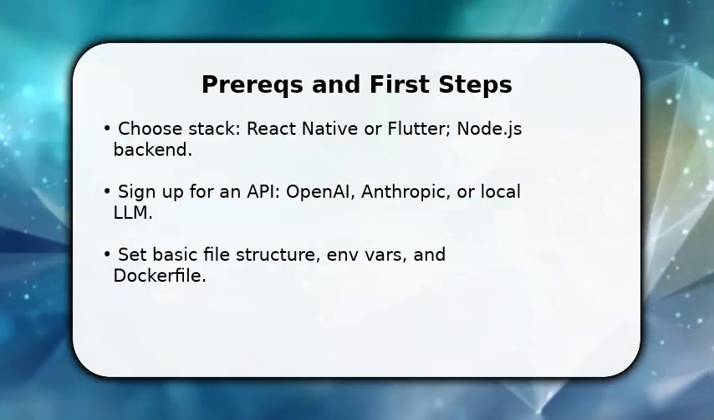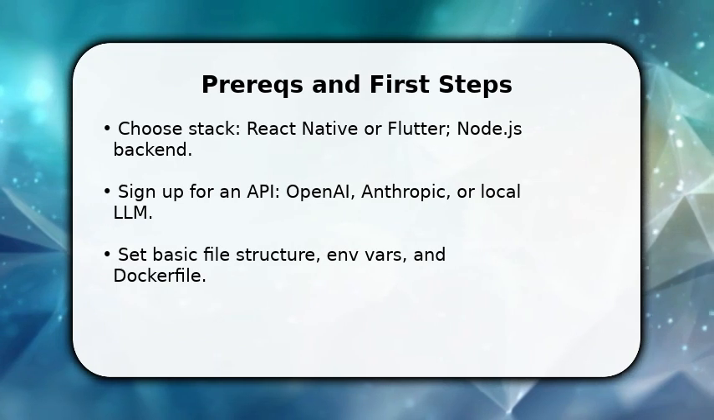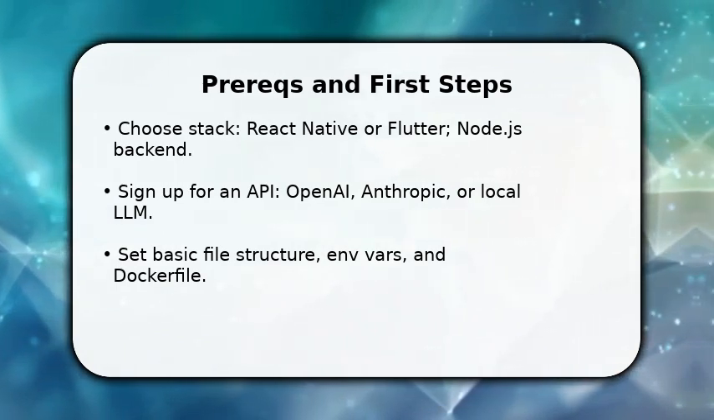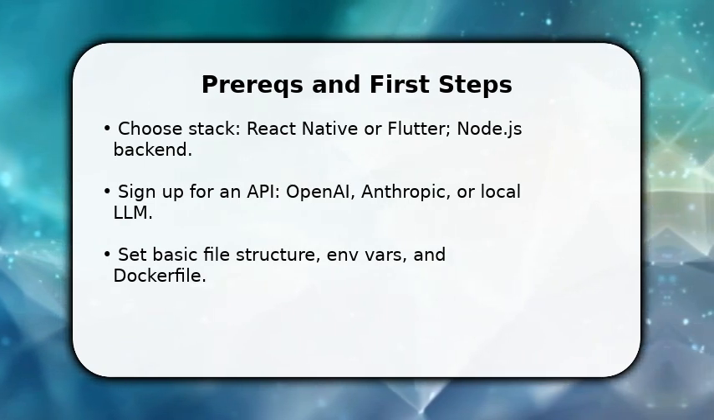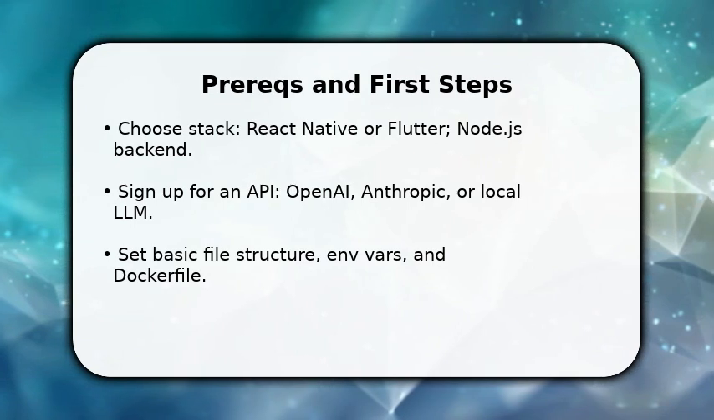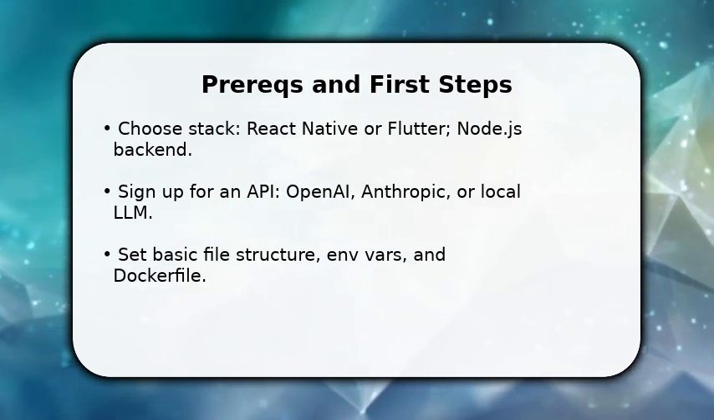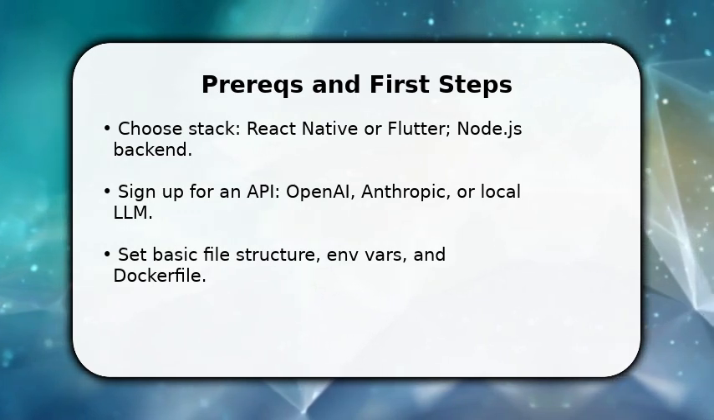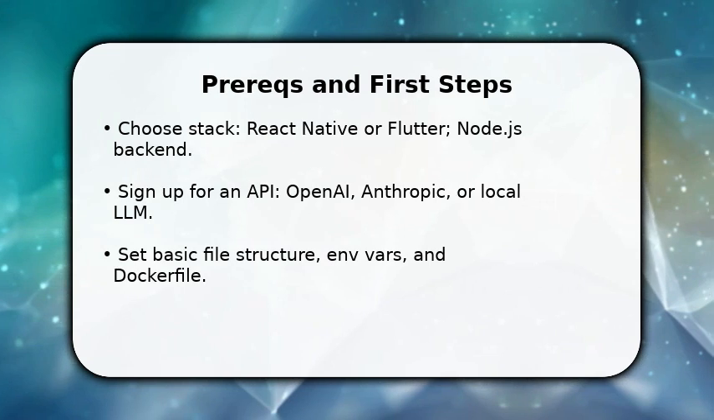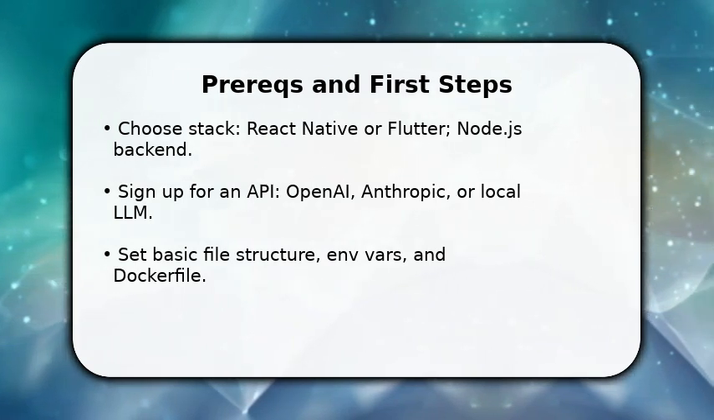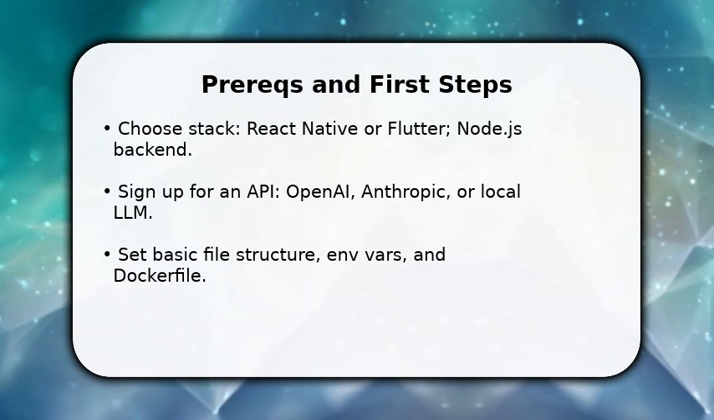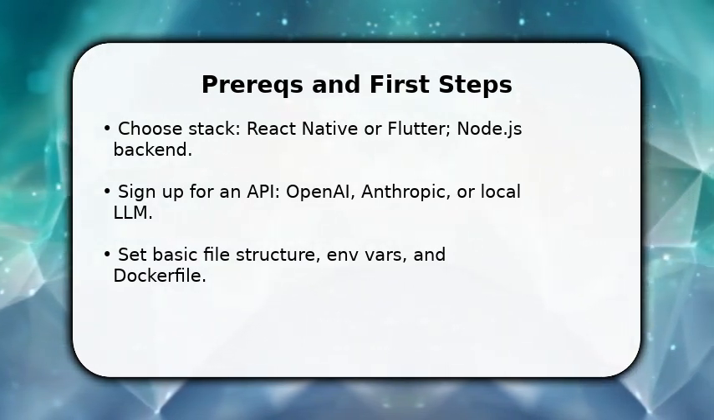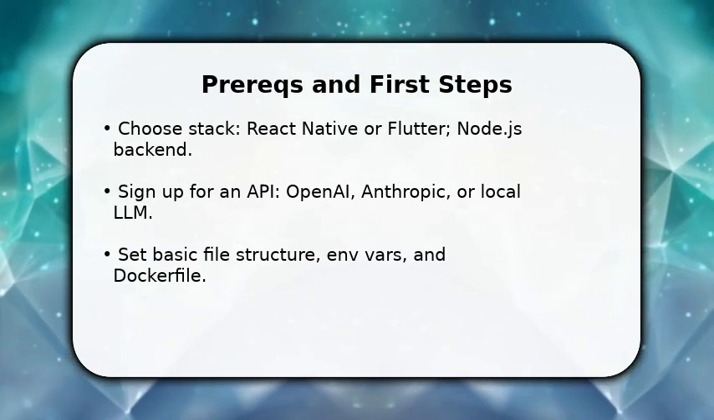You start by combining prerequisites with immediate action. Pick React Native or Flutter for cross-platform UI and Node.js for a lightweight backend. Create a project folder, initialize Git, and add .env for keys. You need secure storage from day one. Install SDKs and the chosen LLM client, then write a minimal API route that forwards user prompts to the model. Once done, run a local server and confirm network calls succeed so you can iterate quickly.